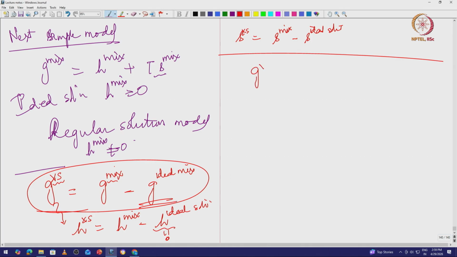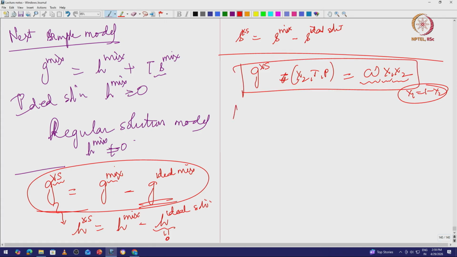I am going to say that G excess is dependent on x, T and P, let us not forget what it depends on. It is equal to some interaction parameter called omega times x1 times x2. Now, x1 is the composition of 1, x2 is the composition of 2, and they are related, so x1 equals 1 minus x2. This is just how I define what is called a regular solution, a simple model.